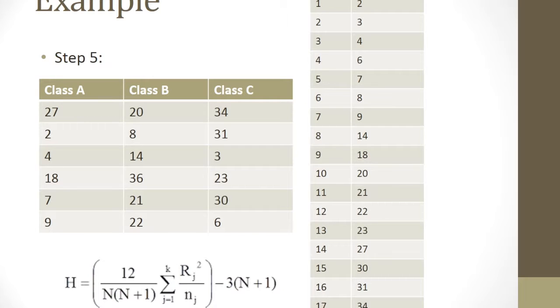Step 5 in our example is to calculate the test statistic. In order to determine our test statistic, first we will take all of our values from our test scores and rank them in order from lowest to highest score. Lowest score getting a rank of 1 and highest a rank of 18. The equation listed is the equation used to determine our test statistic.